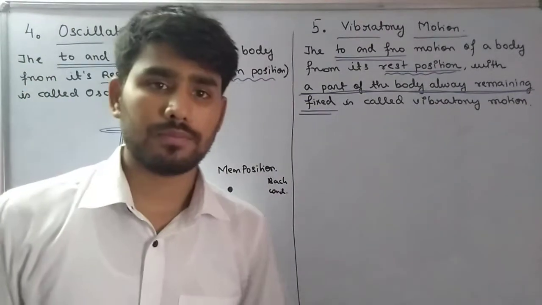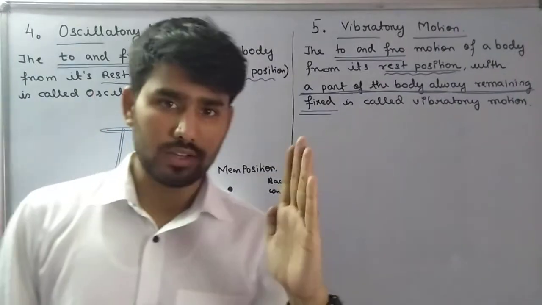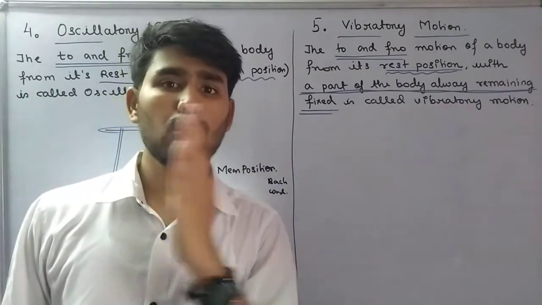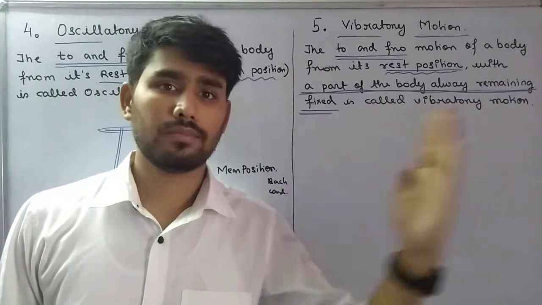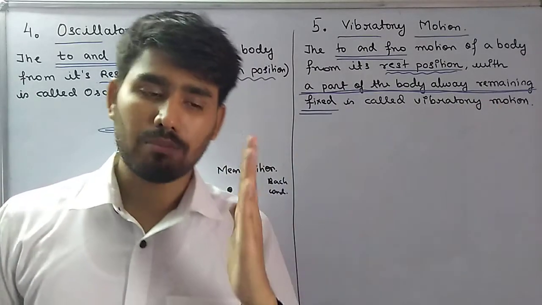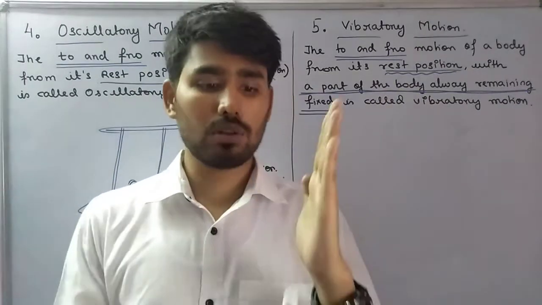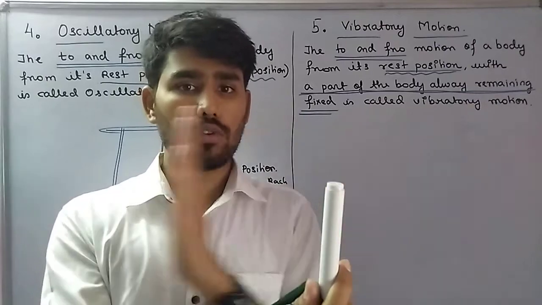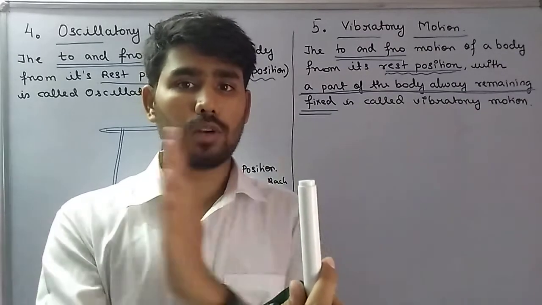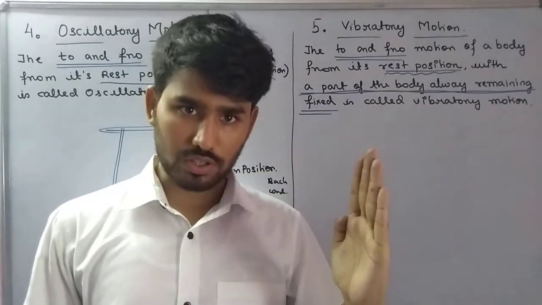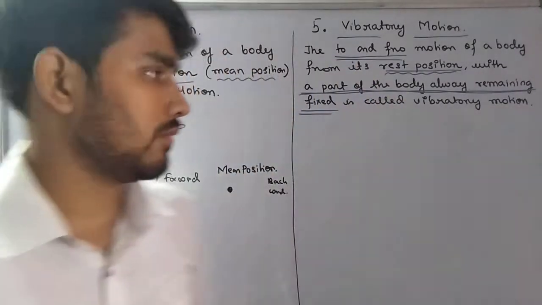To and fro motion. If I keep my hand over here, this is also to and fro motion. This is also a kind of oscillation, because my hand is oscillating about the mean position. This is the mean position, forward, same position, backward, forward, backward, about the mean position. A kind of oscillation.